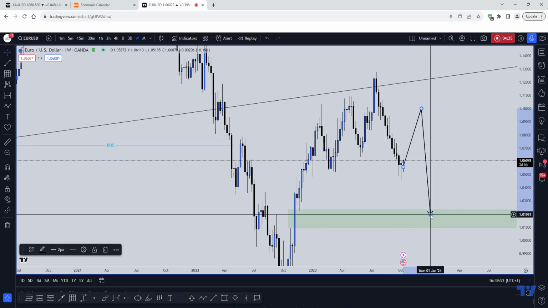This gives us a short-term bullish bias. Now what we need to do is go down to the lower time frames and align our overall higher time frame projection with the lower time frame price action to give us a high probability setup.